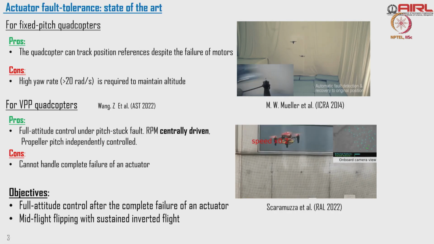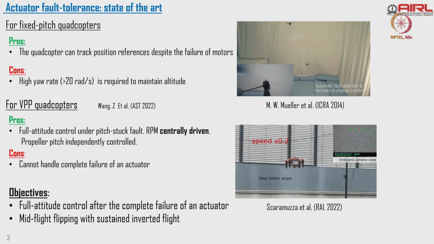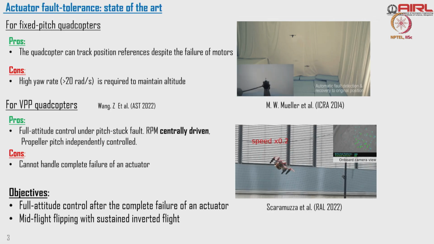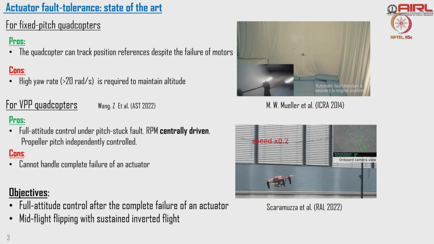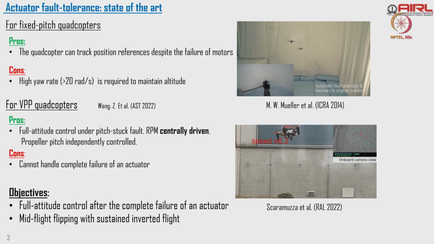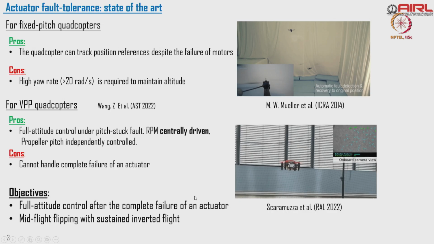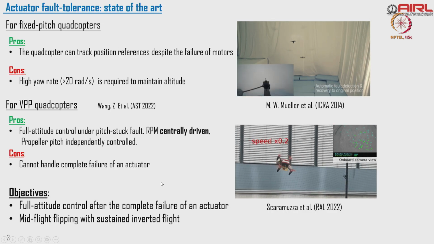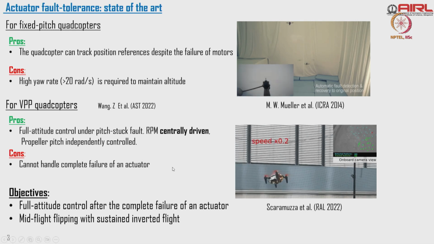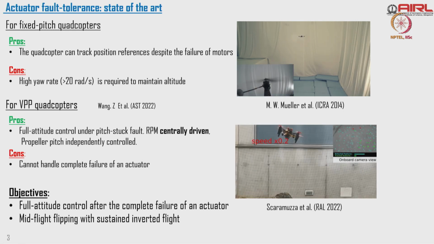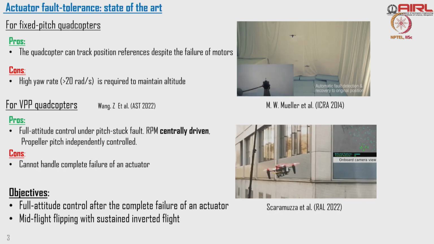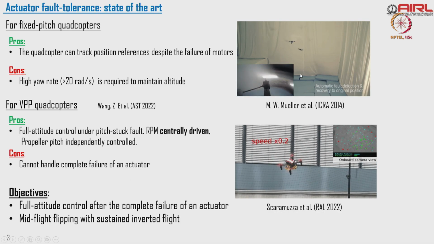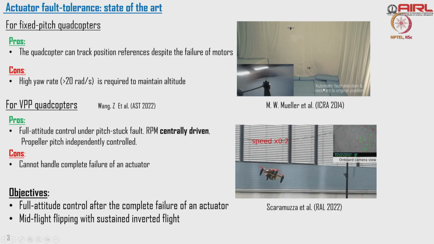So this is the background. I want to flip, and I also want to provide actuator failure fault tolerance. How am I going to do it? Full attitude control even after complete actuator failure and mid-flight flipping are the requirements. Can I achieve mid-flight flipping, not in a fixed frame, but outdoors, with complete actuator failure? I don't want to do it in motion capture like what happens here. Can I do it in a normal environment?